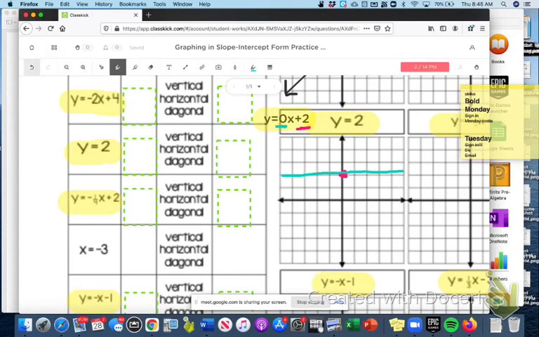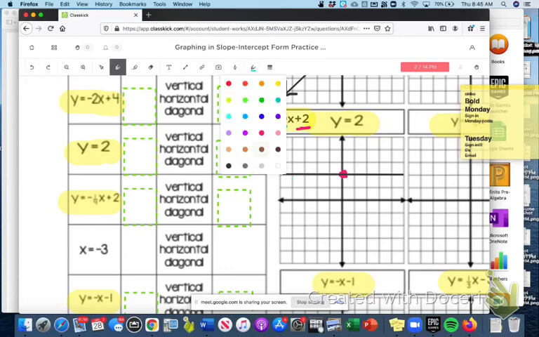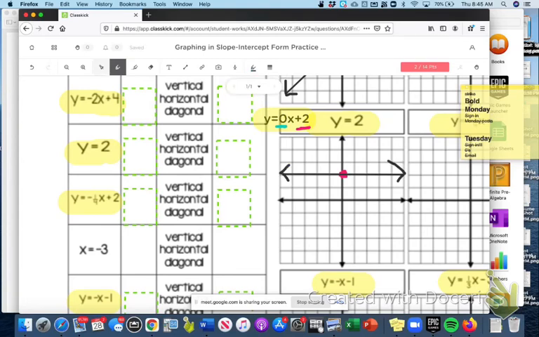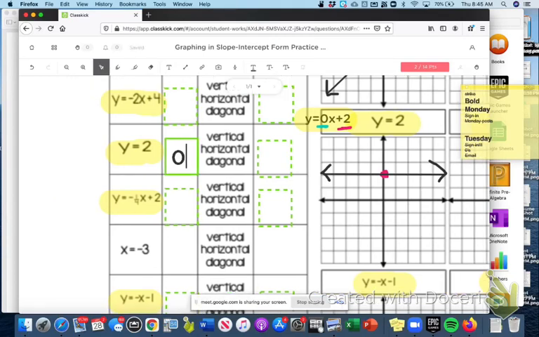Let me use the line tool. But that way you can see kind of what it looks like. It's going to be a flat line that goes straight through the 2. So I'm going to draw a line right there that goes straight through it. I'm going to add my arrows. So it'll look like that. And then I need to click into the box. My slope is 0 because it's a flat line that does not increase or decrease. And then my y-intercept, it goes through the y-intercept at 2.